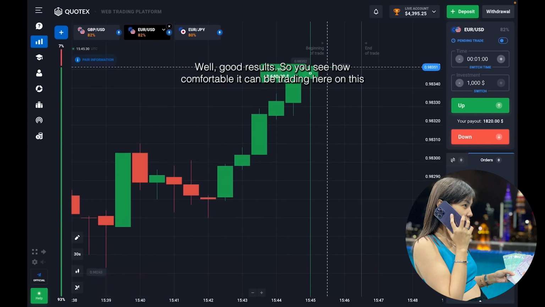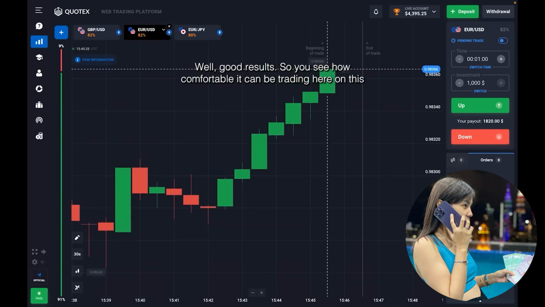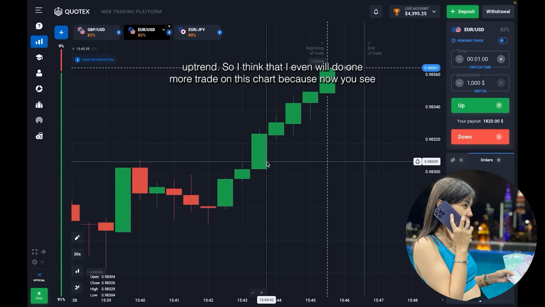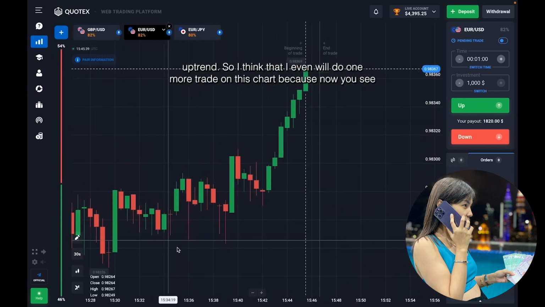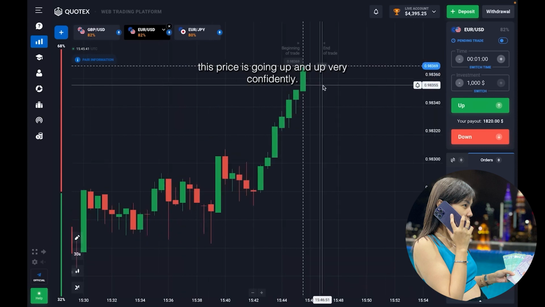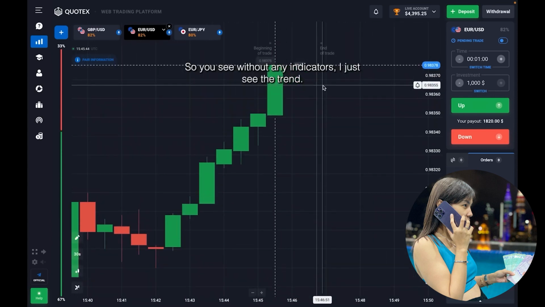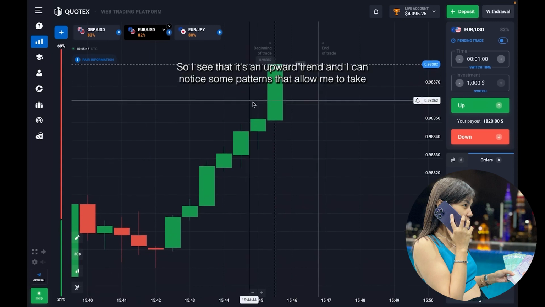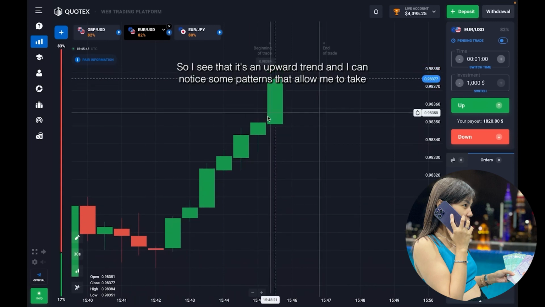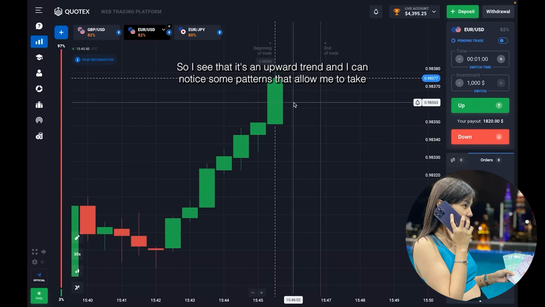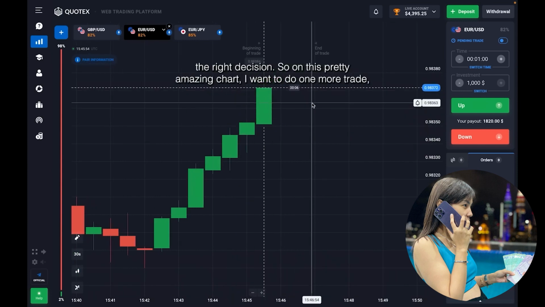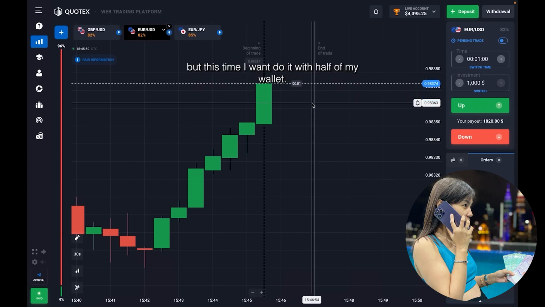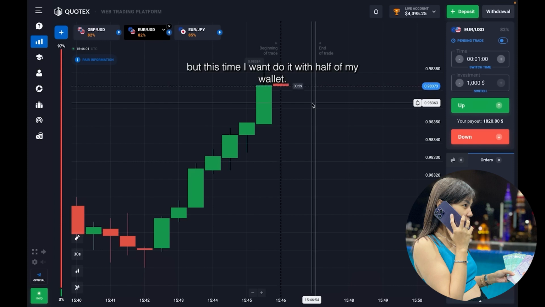So awesome results. You see how comfortable it can be trading here on this uptrend. I think that I will even do one more trade on this chart because you see the price is going up and up very confidently, and you see without any indicators, I just see the trend and I see it's upward. It's an upward trend and I can notice some patterns that allow me to take the right decision. So on this pretty amazing chart I want to do one more trade, but this time I want to do it with half of my wallet.